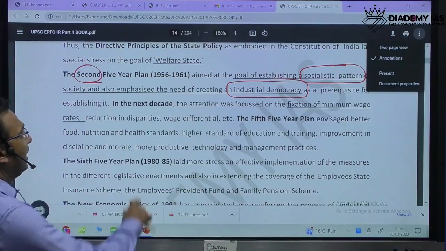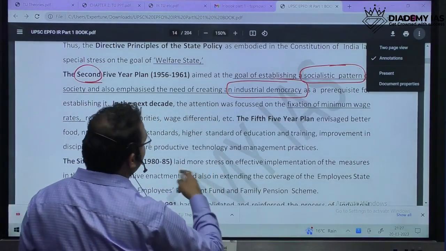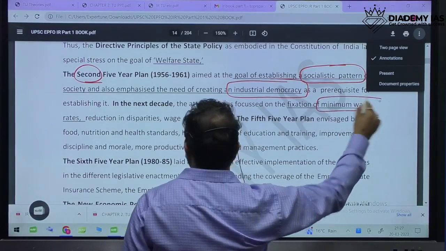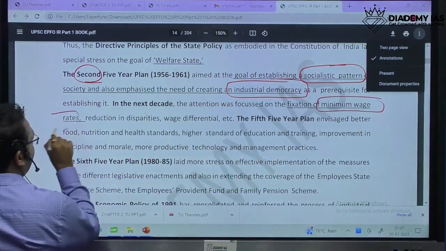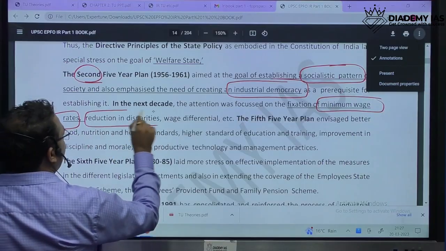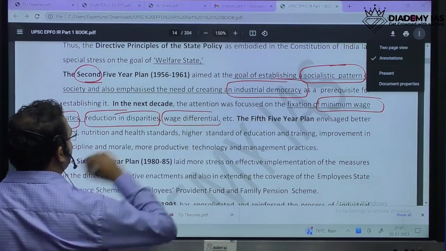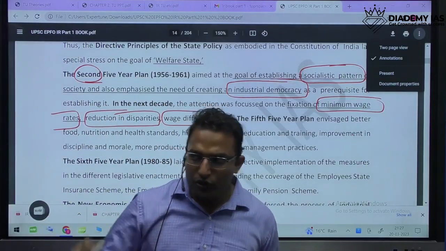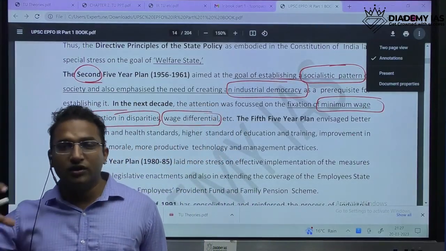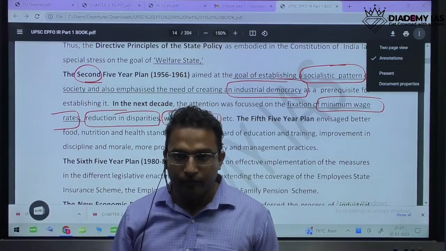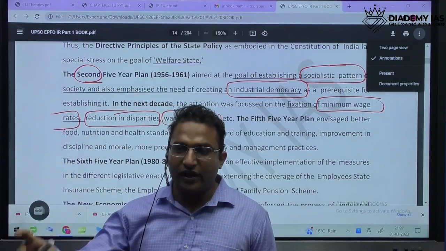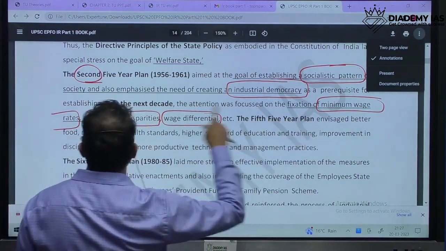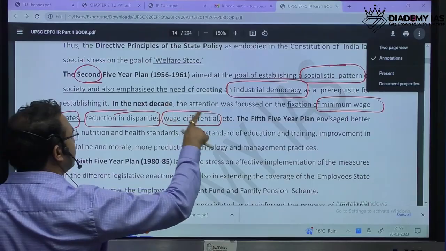Apart from this, in the next decade, that means after the second plan, in the third and fourth plan, the focus was on fixation of minimum wage rates, and reduction of inequalities and wage differential. So minimum wage should be given to the employees, because the third and fourth 5-year plans focused on equality and equity, that every person in the society should be given the proper opportunity, right?